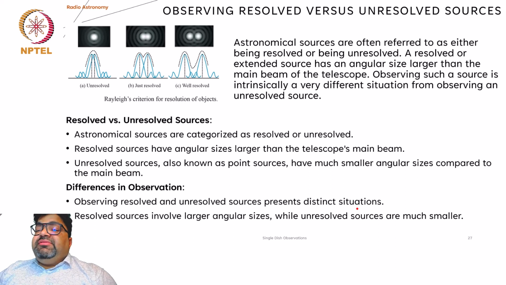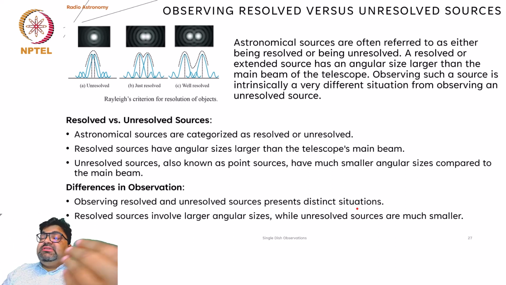Observing resolved versus unresolved sources. As I said, if the half power beam width is smaller than the distance between the two sources, then you can resolve the two sources, or even resolve a single source and see the structure of that particular source if it's an extended one. If the main beam size is larger than the structure of the source, then it will appear as an unresolved source.